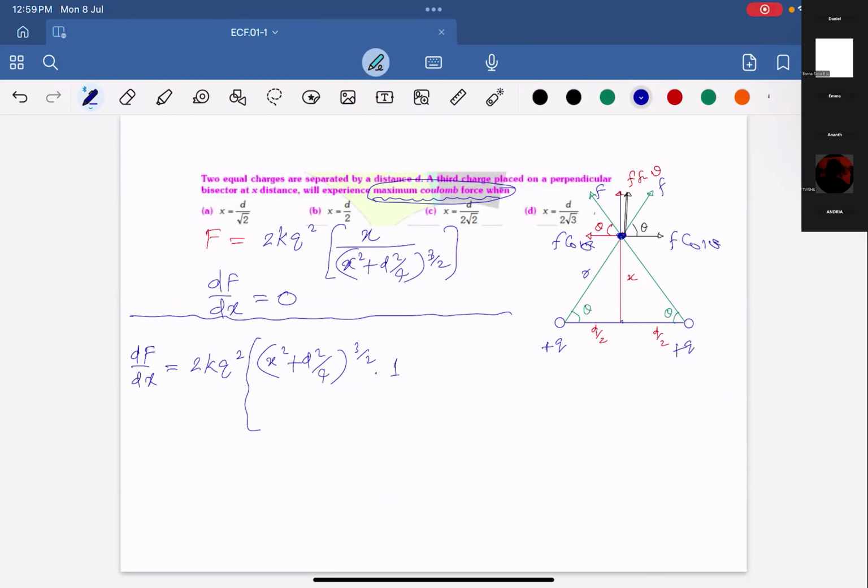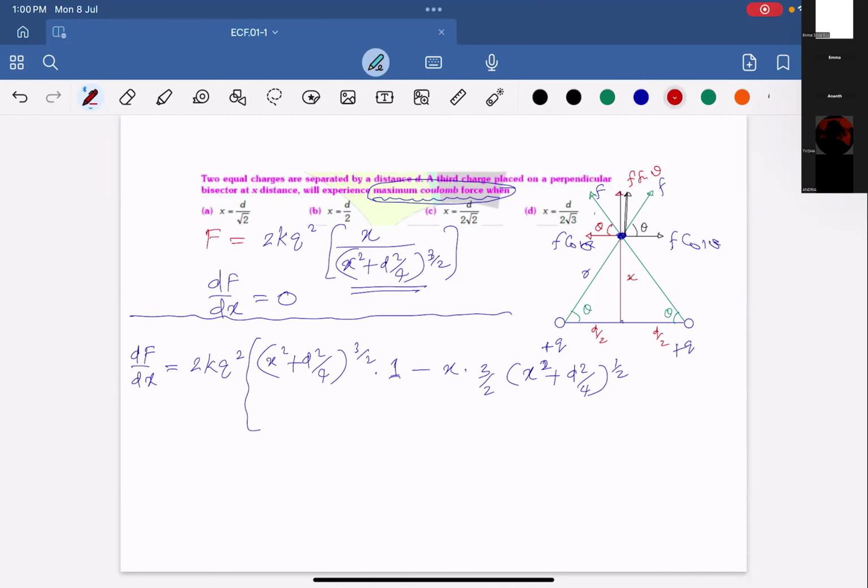Derivative of numerator, derivative of x is 1. Numerator into derivative of denominator. That is, be very careful there. Derivative of denominator is what? Look at this. Power into function raised to power minus 1. Did you understand what I did?